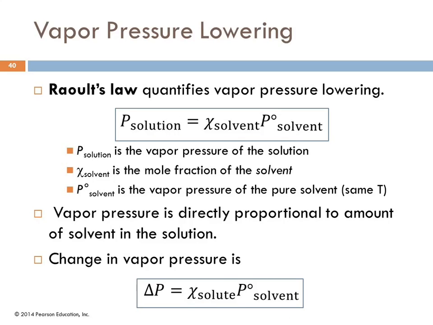Well, of course, we like to quantify everything. Raoult's law quantifies vapor pressure lowering. So we've got P solution equals chi solvent, P solvent. So P solution is the vapor pressure of the solution. Chi solvent is the mole fraction of the solvent. Not the solute, the mole fraction of the solvent.